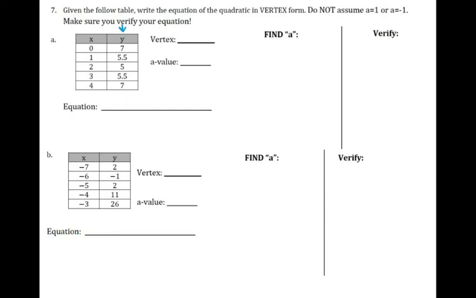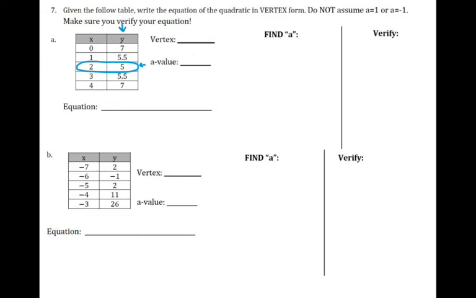So I'm going to look at my y values, and what I'm looking for is a y value that is sandwiched between the same numbers. If I look at my y values, I have 7, 5.5, 5, 5.5, and 7. So I can see right here at this 5 that it is sandwiched between 5.5 and 5.5. That right there is your vertex.